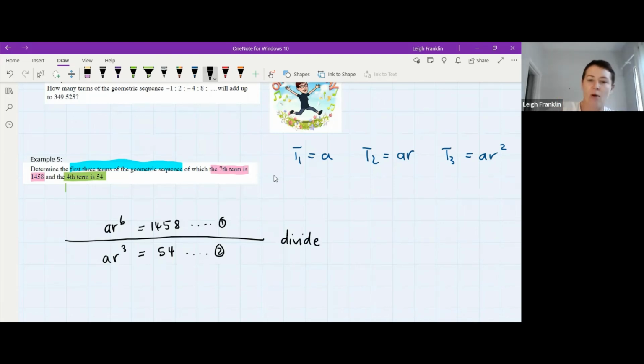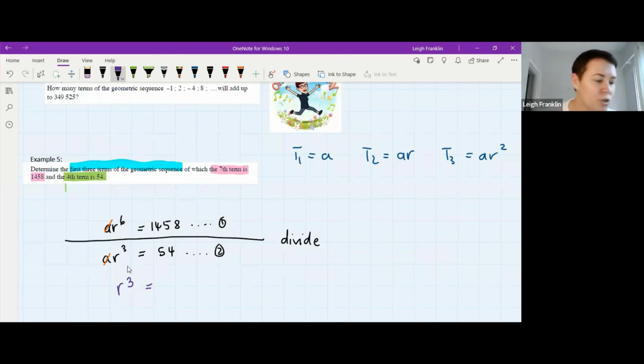So I'm just writing there, I'm dividing. Now this is back to grade 8. A divided by A is 1. We've eliminated the A by division. When we divide like bases, we subtract our exponents. So we write the base, R, and 6 minus 3 is 3.